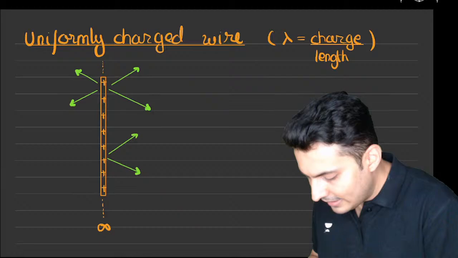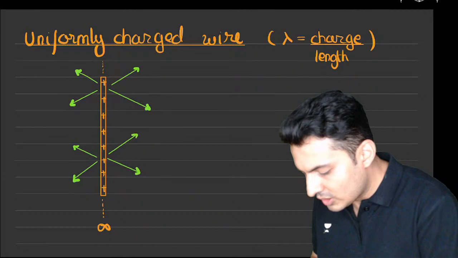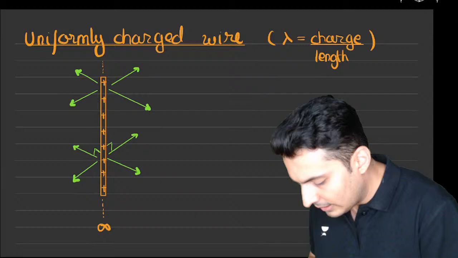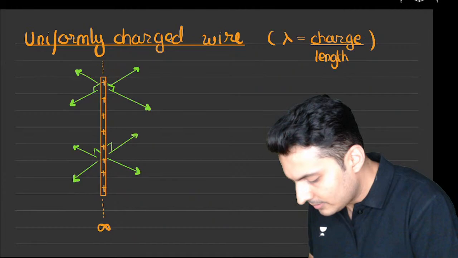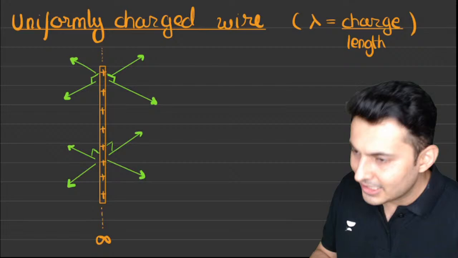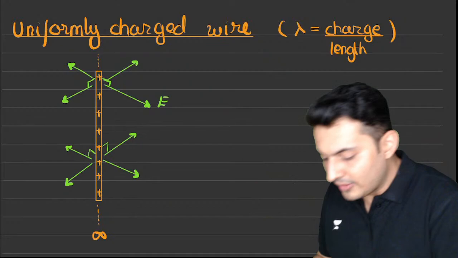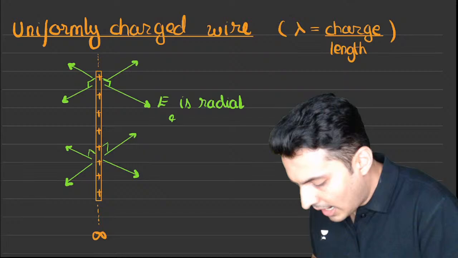Perfect. Yes, it will be radially outwards, and one more thing guys, it will be perpendicular to that line also, correct? Perpendicular to that line, something like this. See if this makes sense. Exactly. So it is symmetrically placed, symmetrically distributed. That is how the electric field is radial and perpendicular to that particular wire.